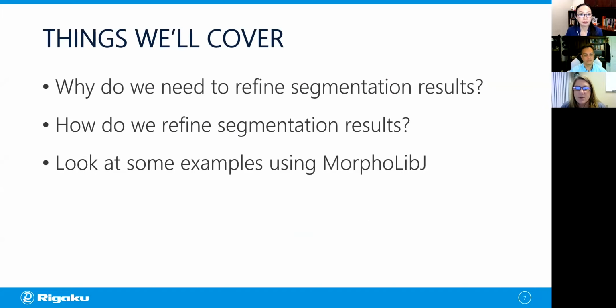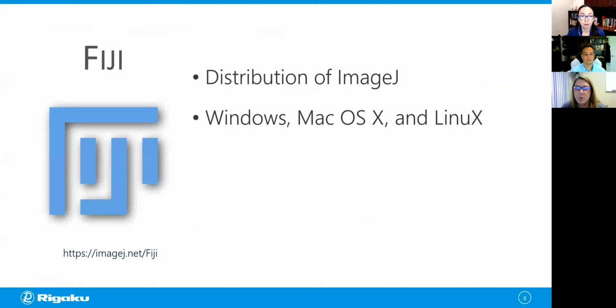All right, so today the things we're going to cover: first, why do you need to refine segmentation results? Secondly, how do we refine segmentation results? And then finally, we're going to look at some examples using a plugin called MorphoLibJ. Just like workshop 1, we're using the Fiji distribution of ImageJ, and that operates on Windows, Mac, and Linux.